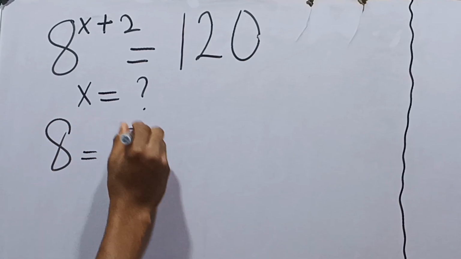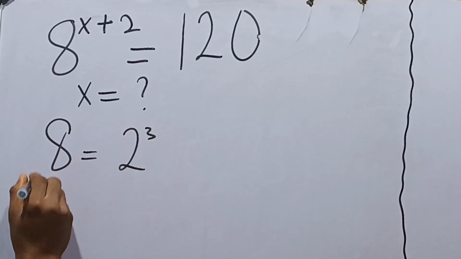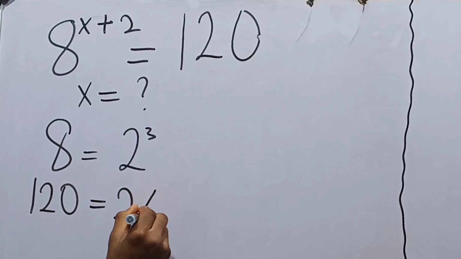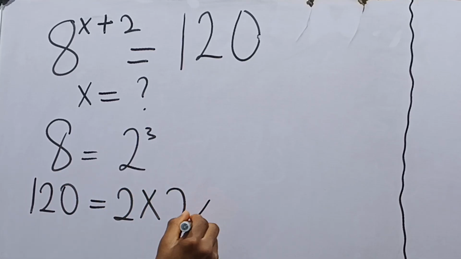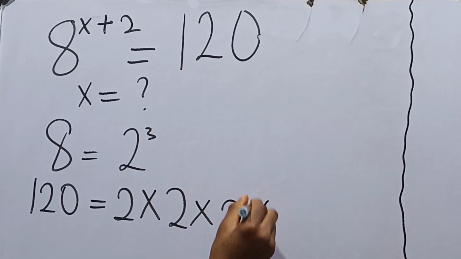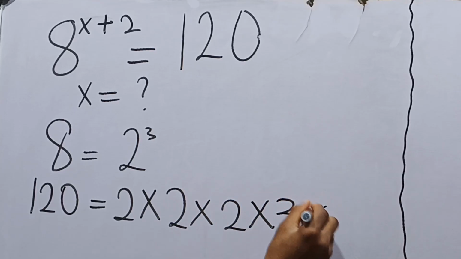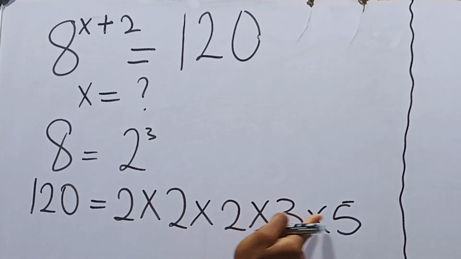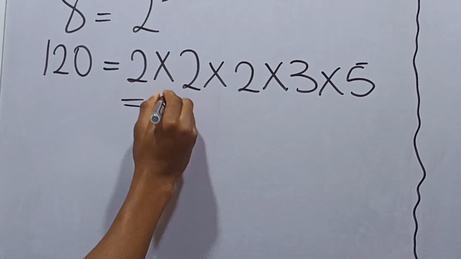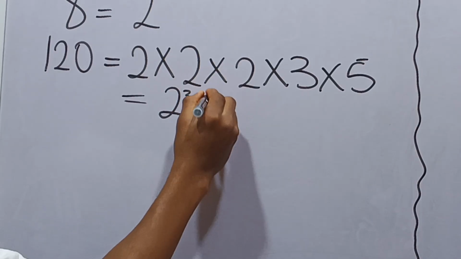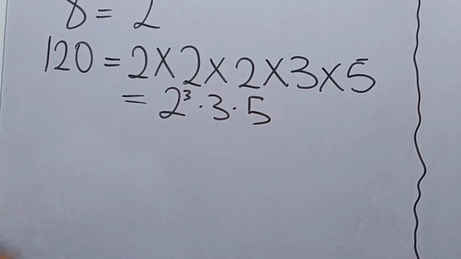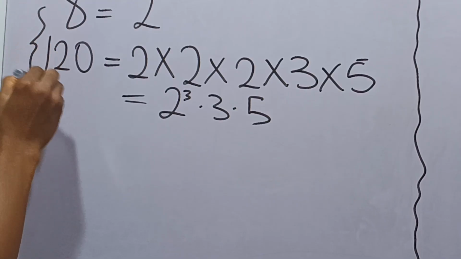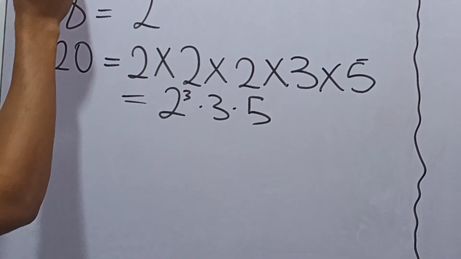So 8 is equal to 2 to the power of 3, and 120 is equal to 2 times 2 times 2 times 3 times 5. Okay, so 2 times 2 times 2 is 8, times 3 is 24, times 5 is 120. So this is equal to 2 raised to the power 3 multiplied by 3 multiplied by 5. Okay, so let's go ahead and substitute 8 and 120 for these multiples in this equation.